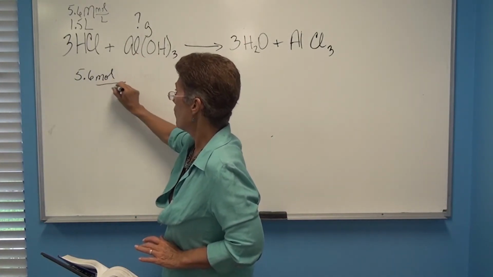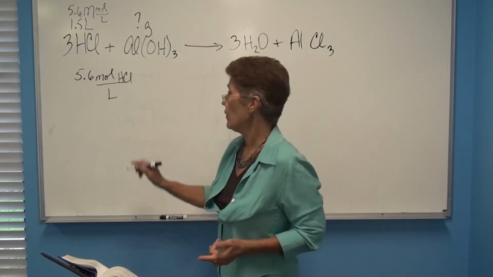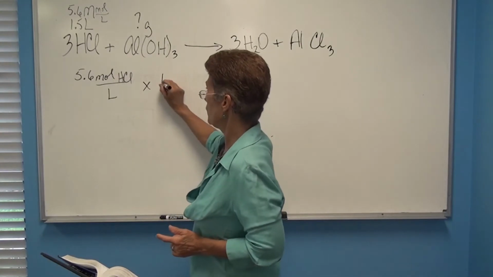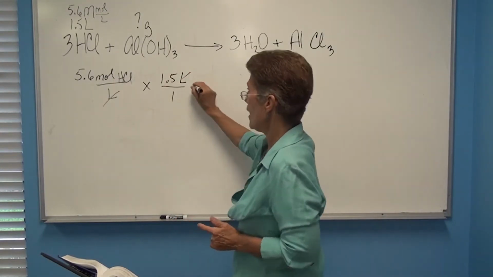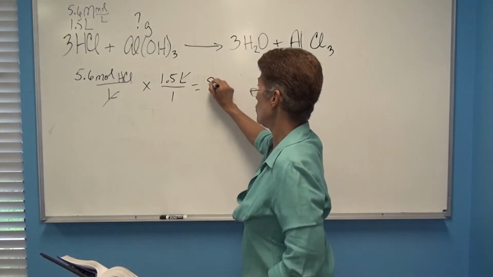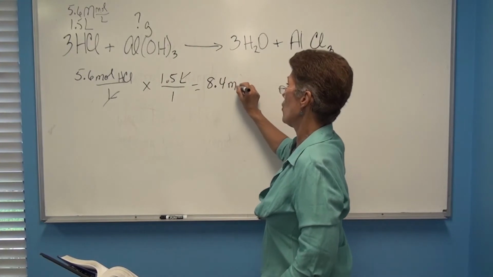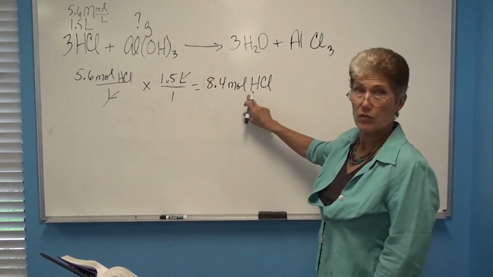So this is moles per liter. The molarity is 5.6 moles per liter times, and we have the number of liters given to us, so we put that like this, and that way it'll cancel, and that will give us the number of moles, which is in 2 significant figures, 8.4 moles of HCl. And that gave it to there.